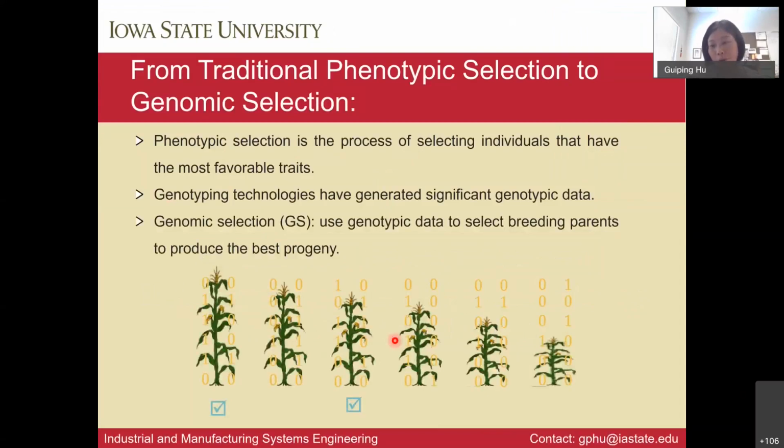So I put one slide over here. I know I'm probably preaching to the choir because this group is focused on genomic selection, and plant breeding in general, so you probably know this better than I do. Typically in phenotypical selection, you just look at the trait and decide which individual should be advanced. In genomic selection, you first genotype and look at the genotypical information.